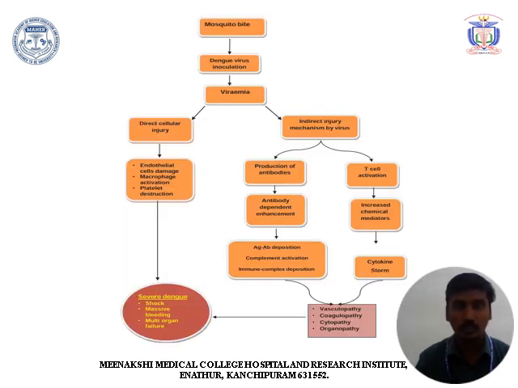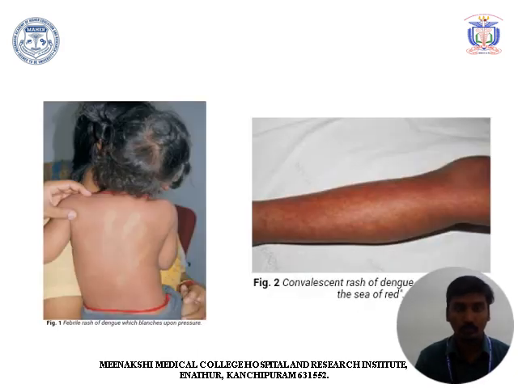This is the pathophysiology. After the mosquito bite, the dengue virus enters the human blood. It causes viremia and produces two types of injury: direct cell injury, which leads to endothelial damage and platelet destruction, which causes severe dengue, or by producing antibodies, forming antigen antibody complexes and causing complement activation. It also activates T cells, produces a cytokine storm, and also produces vasculopathy, coagulopathy, cytopathy, which lead to severe dengue.